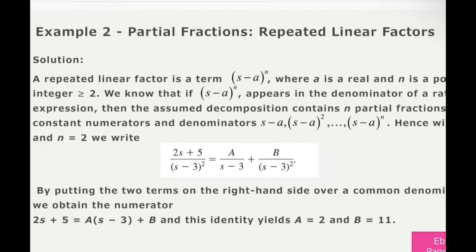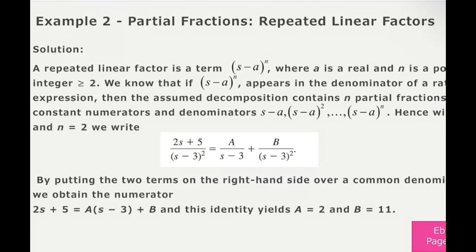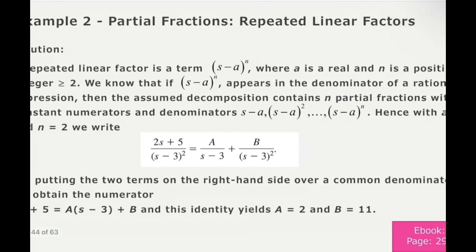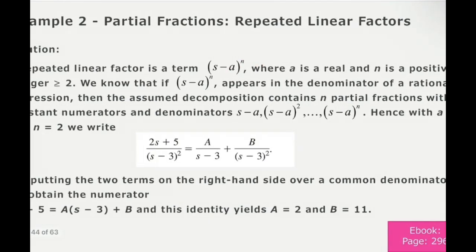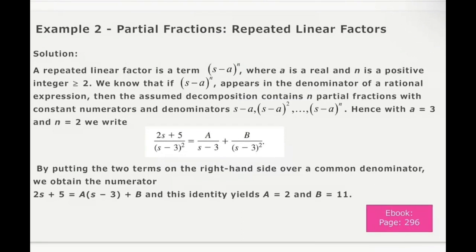So a repeated linear factor is a term (s minus a) to the power of n, where a must be a real number. You cannot have a complex number i. a must be a real number, and n must be a positive integer, 2 or greater. So n must be greater than or equal to 2.